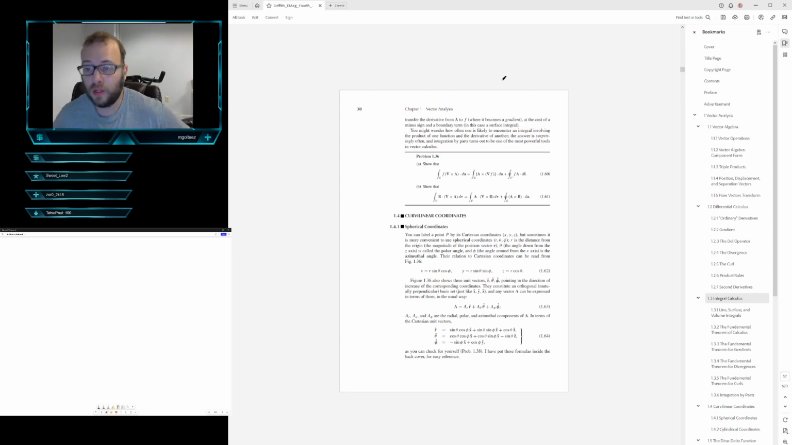Let's get into curvilinear coordinates. You can label a point in the Cartesian plane by x, y, and z. You can also label it in terms of polar or spherical coordinates. In fact, there are a multitude of different coordinate systems, not an infinite amount, but just a handful, where you can define different functions. So let's look at spherical coordinates first, because those are the most intuitive.